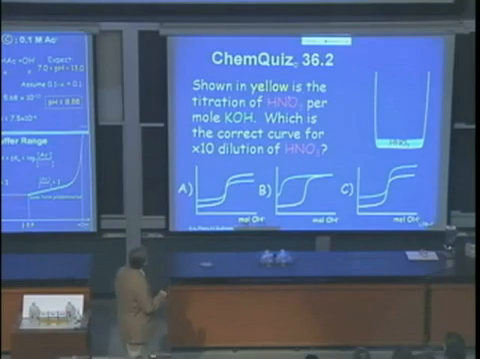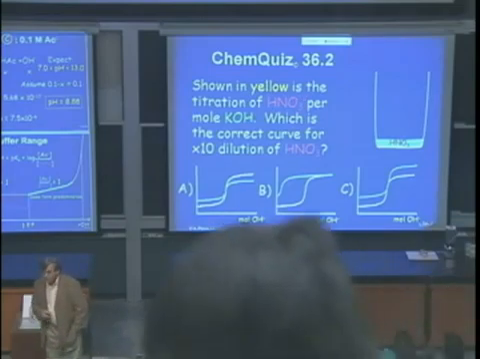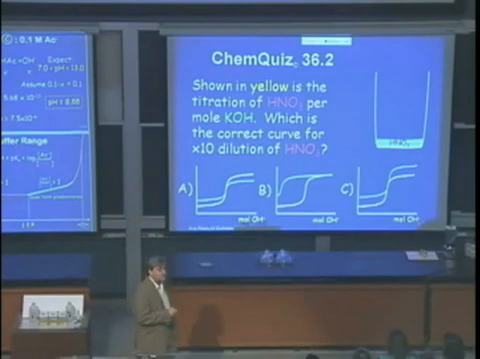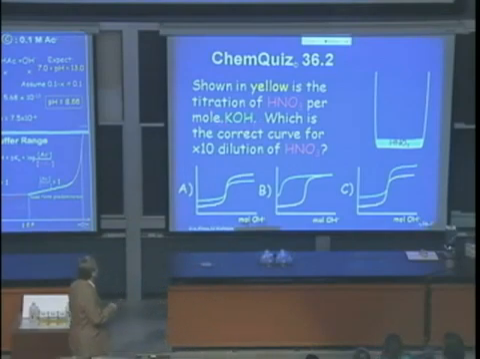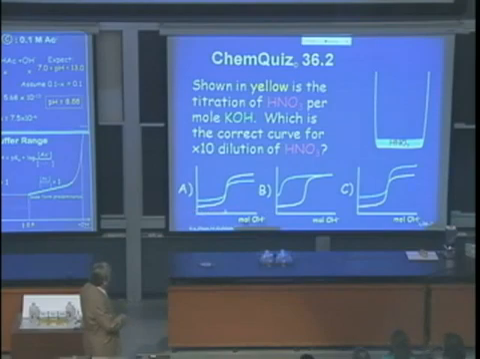We have in yellow here nitric acid, HNO3. That's a strong acid, which means K is much larger than 1. And we titrate this with a strong base, KOH, and we get this yellow curve here. If this is the pH and this is the amount of base that you have added, you go along in your titration from left to right.